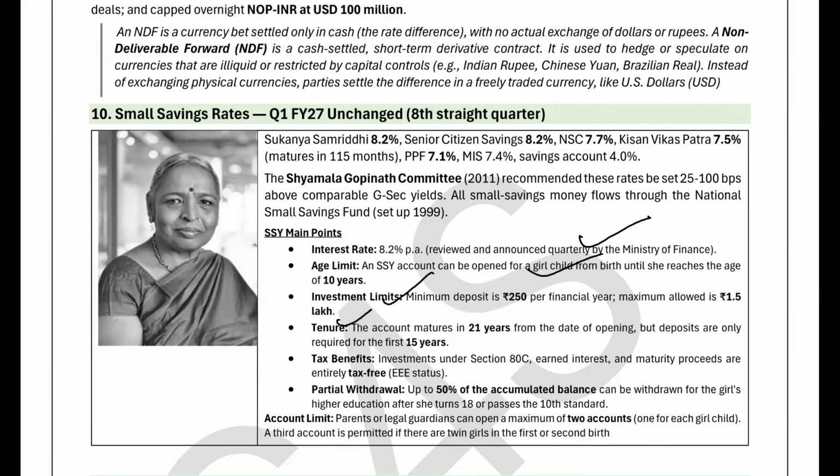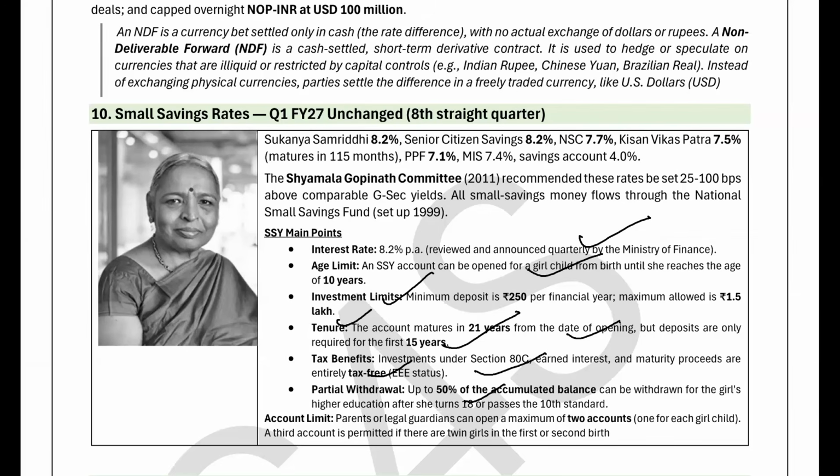Tax benefit, investments under section 80C. Under section 80C you get a tax benefit, will earn interest, and the maturity proceeds are entirely tax free, triple E status. Partial withdrawal: in what case can you have a partial withdrawal? In case of Sukanya Samriddhi, up to 50% of the accumulated balance can be withdrawn for the girl's higher education after she turns 18 or passes the 10th standard.